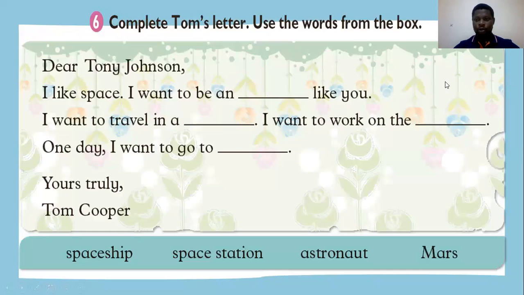Now here we're going to complete Tom's letter. Use the word from the box. So we'll have spaceship, space station, astronaut, Mars. So when you complete Tom's letter, we use these words. Dear Tony Johnson, I like space. I want to be an dash like you. Okay, so what's the answer option here? Try to check it and write it down.